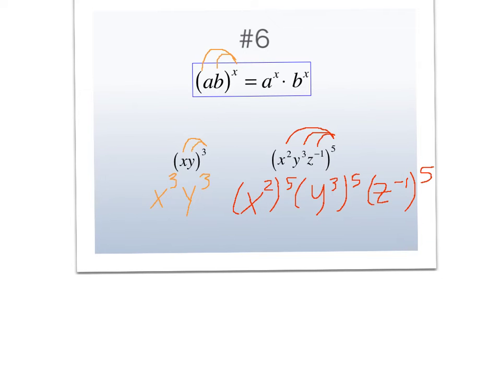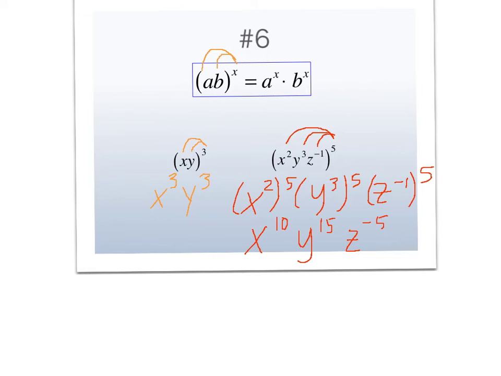This is a great example. It's going to combine a lot of the rules we've already learned. If we just focus on the x, we have x squared to the 5th. That's power of a power, or rule number 3. So this is x to the 10th. Y cubed to the 5th is going to be y to the 15th. And then z to the negative 1st to the 5th. We're going to multiply those and get z to the negative 5th.